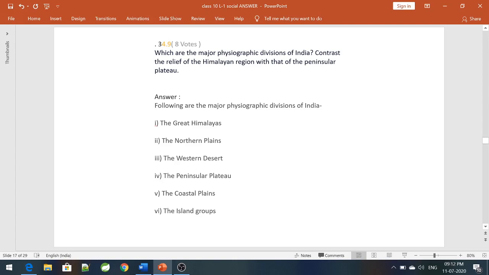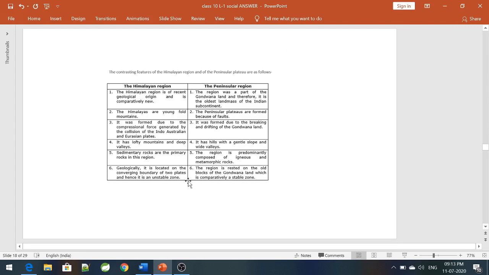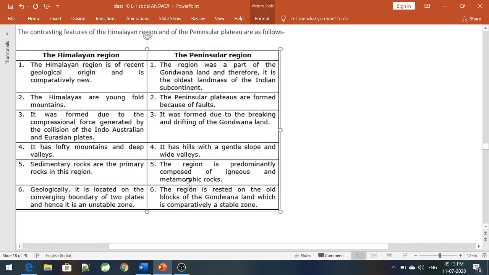Third question. Which are the major physiographic divisions of India? Contrast the relief of the Himalayan region with that of the peninsular plateau. So these are the Great Himalayas, Northern Plain, Western Himalayas, Peninsular Plateau, Coastal Plains and Islands. Differences between the Himalayan region and the Peninsular region. Okay, you can take down this.